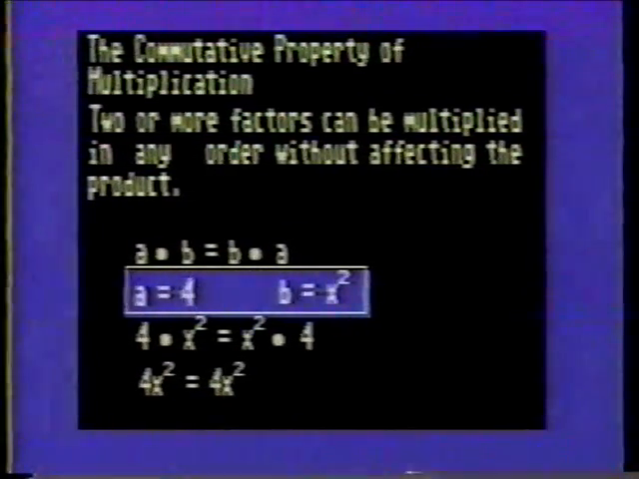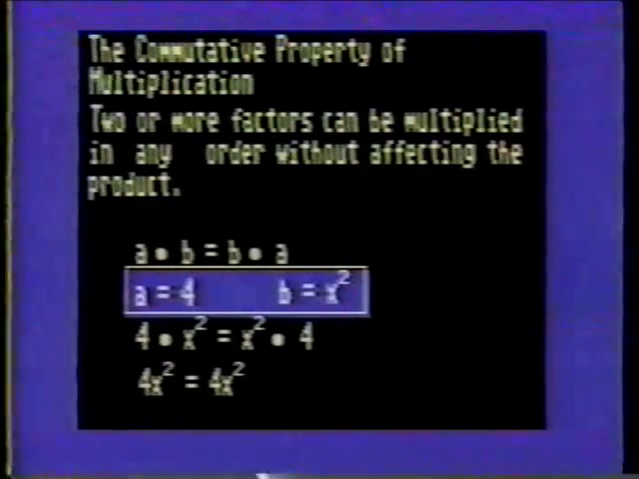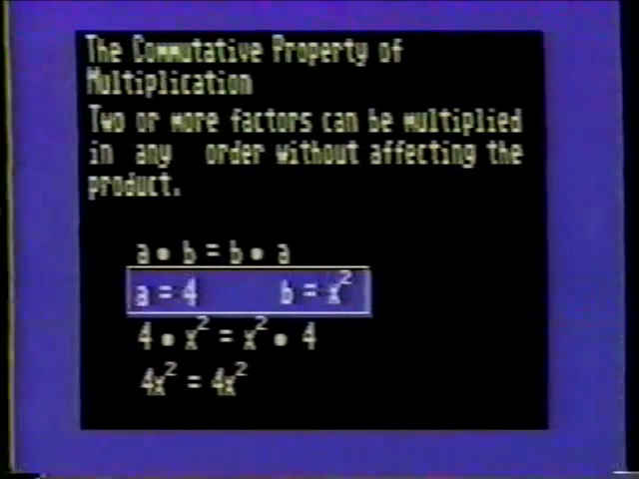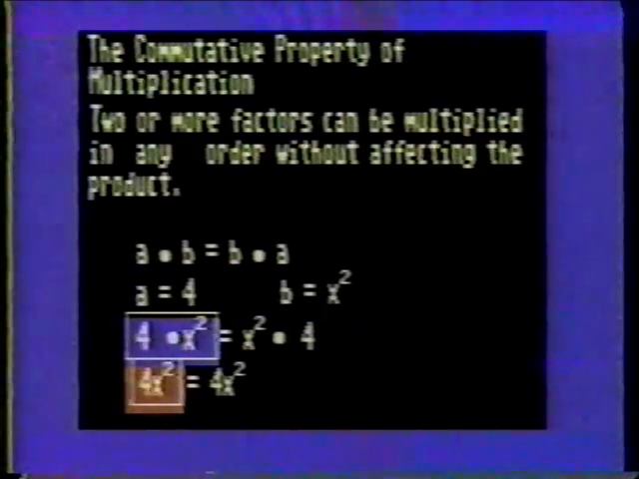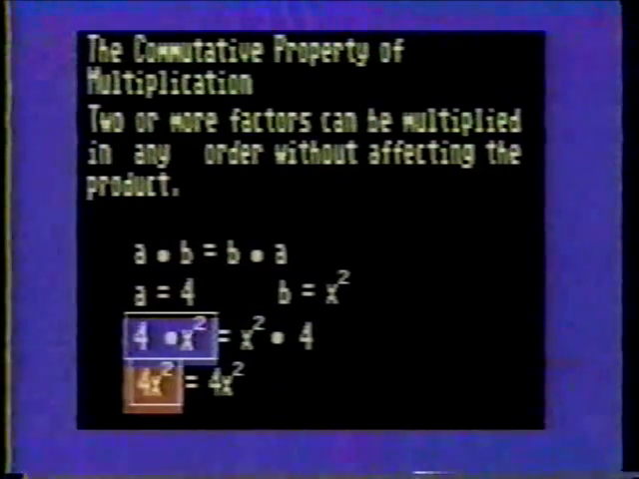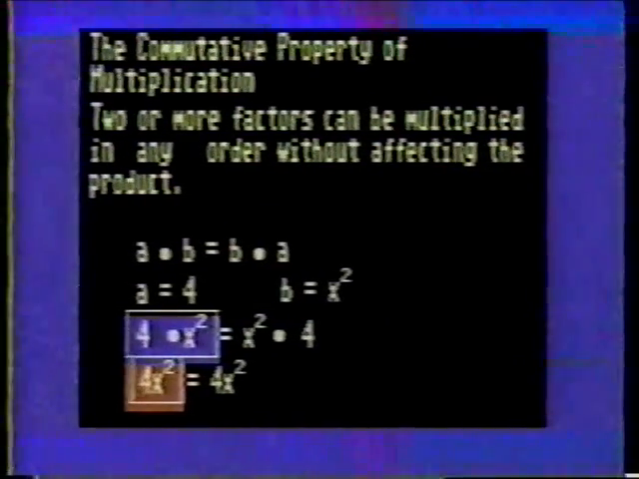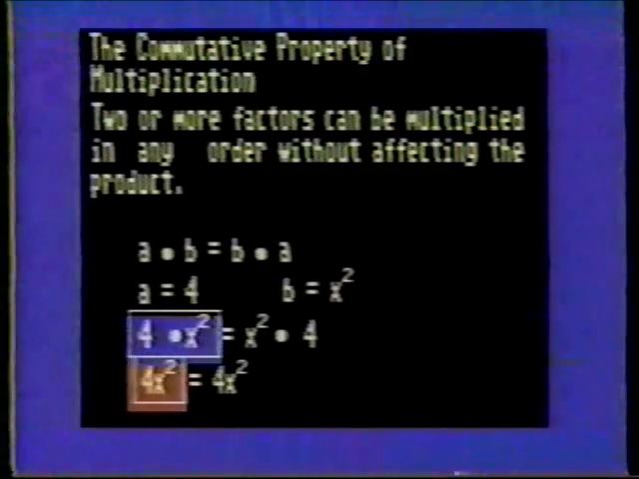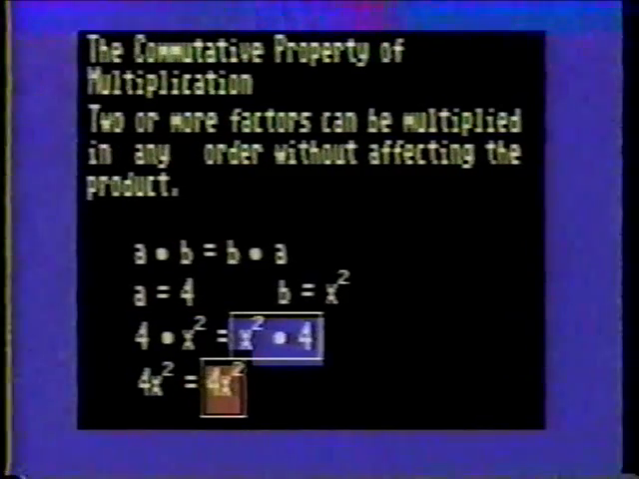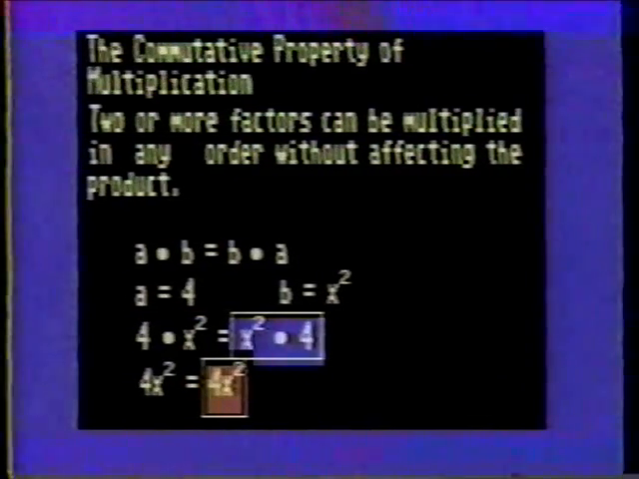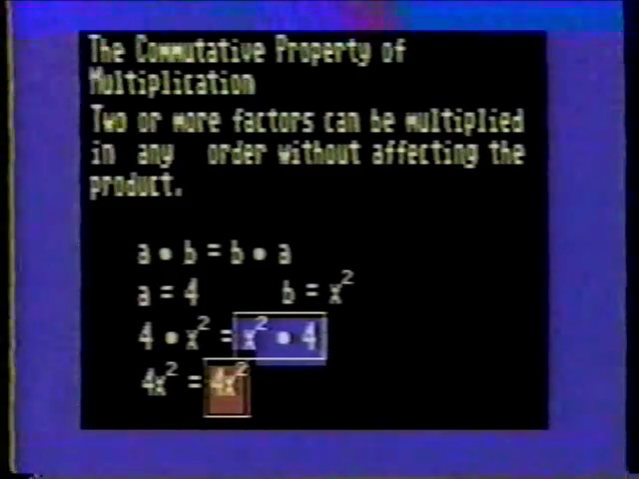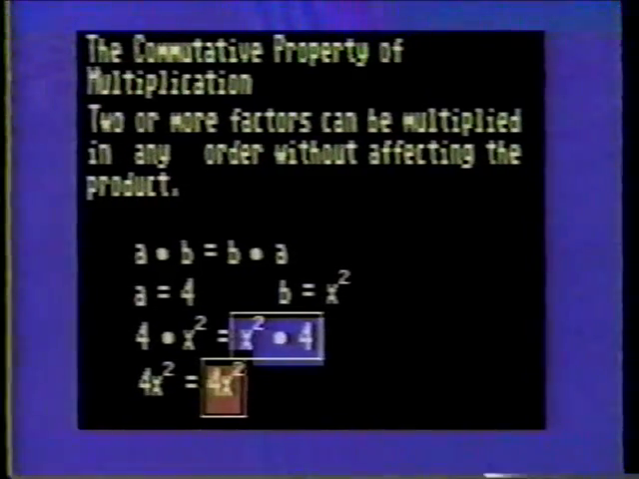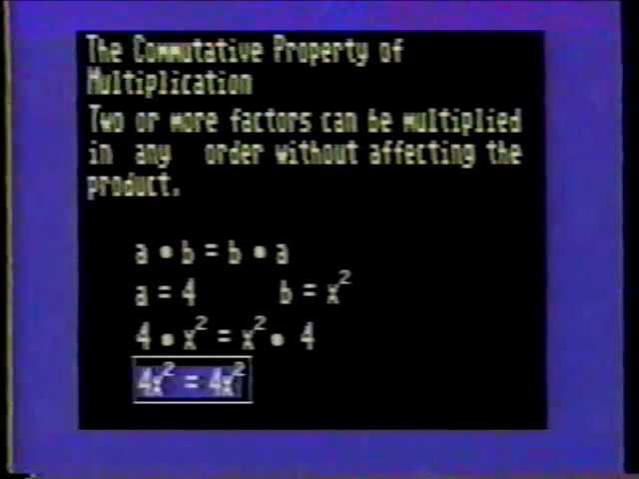Let's simplify the problem by assigning values to these variables. Let A equal 4 and B equal x squared. A times B becomes 4 times x squared, which is 4x squared. B times A becomes x squared times 4, which is 4x squared. 4x squared equals 4x squared.